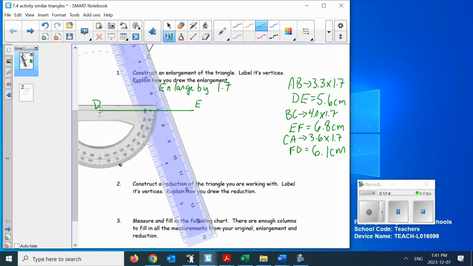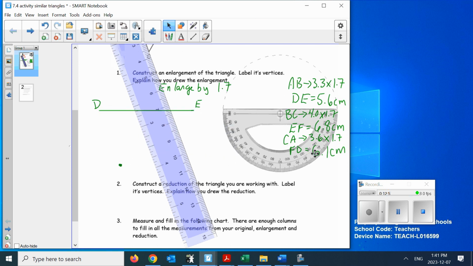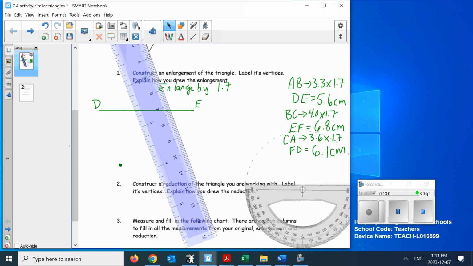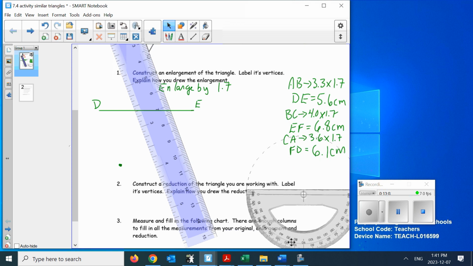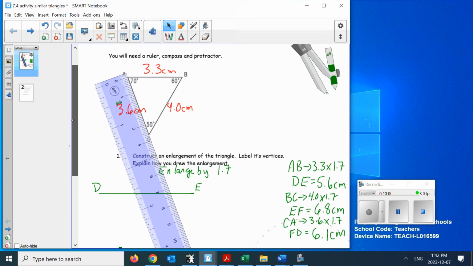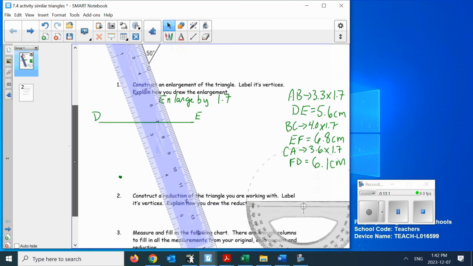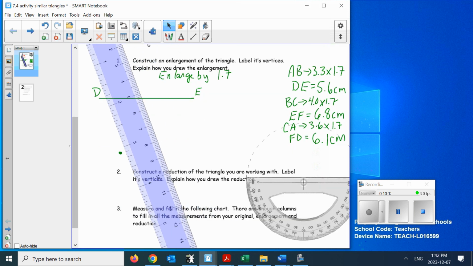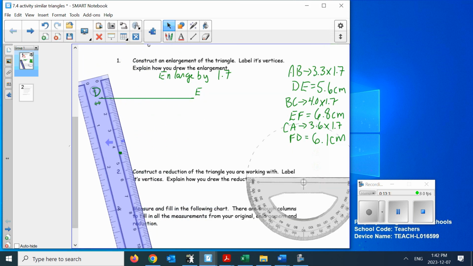I made mine larger just so you can see it. Then I remove my protractor because I know that the corner at D to that mark that I made is going to be 70 degrees. This is D and the distance is 6.1, right? I'm going to use my ruler.